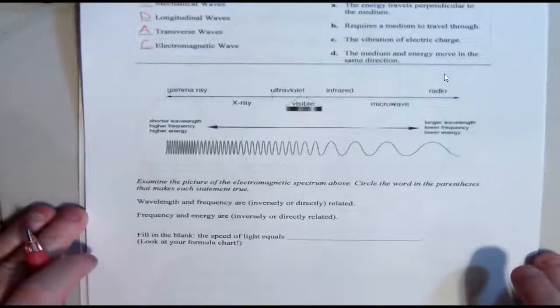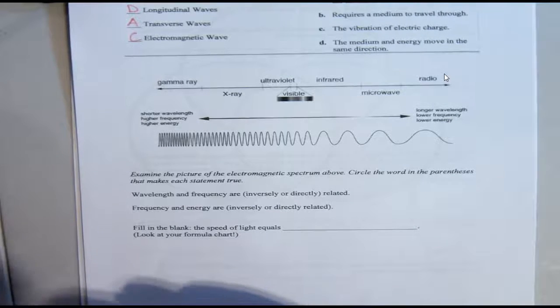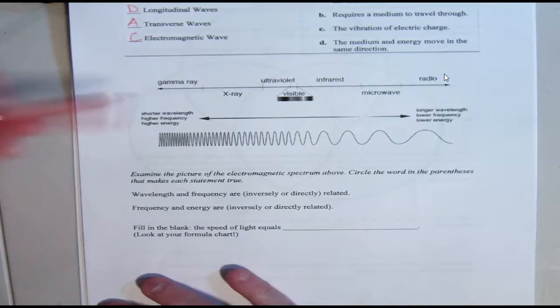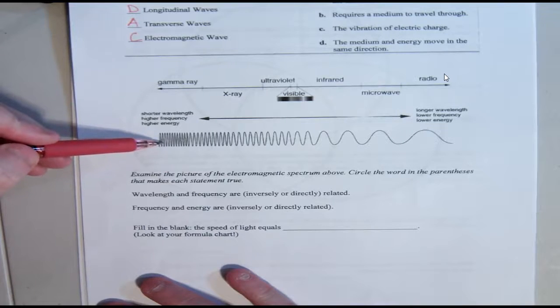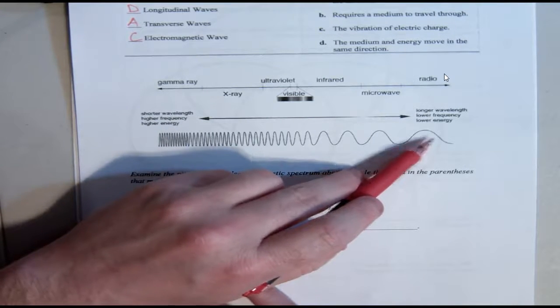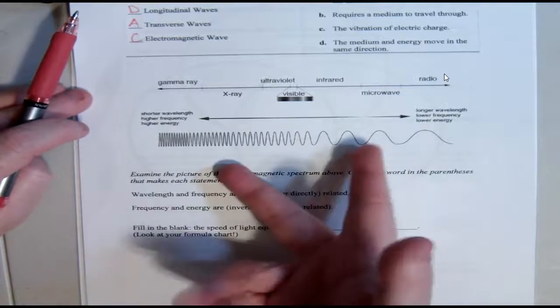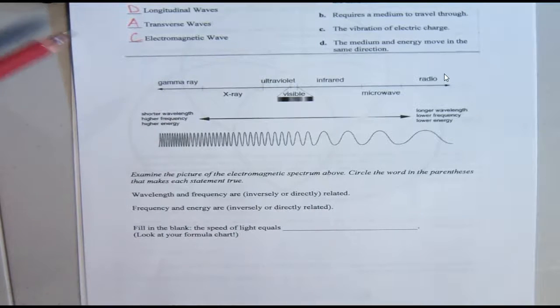Mine looks a little bit different in my packet off to the side that you can't see, but this is what you got. So this is your general picture of electromagnetic radiation from the left, which is the highest frequency in this case, to the right, which is the lowest frequency. Usually on packets and pictures, it's flipped where radio's on the left, but it doesn't really matter as long as the frequency is matched up with the wave.